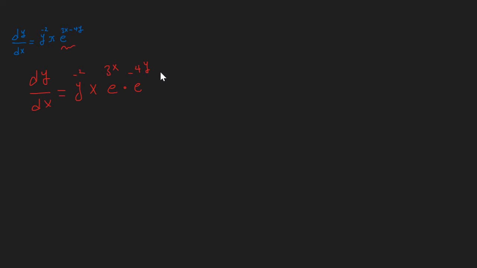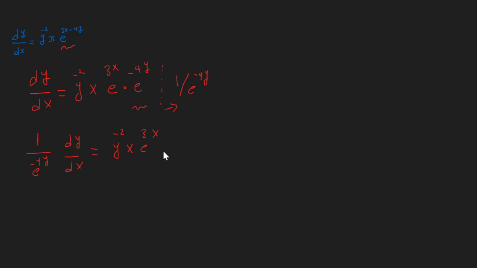So now I can multiply this equation by 1 over e to the minus 4y, so I can get rid of this one and move it to this side. So let's try this. We will get 1 over e to minus 4y dy over dx equals y to minus 2x e to the 3x, and this term now will be cancelled with this one.